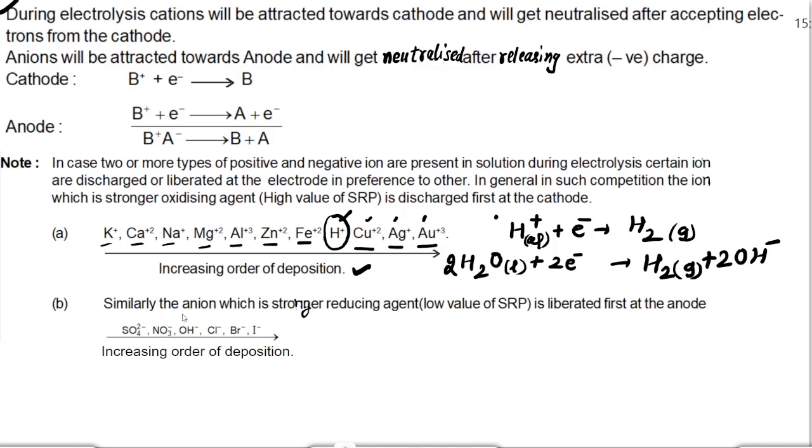Same for anions. This is the order of deposition: sulfate, nitrate, hydroxide, chloride, bromide, iodide. So iodide will lose electron as compared to bromide, then chloride, hydroxide. Means sulfate has the least tendency to get oxidized, sulfate and nitrate.